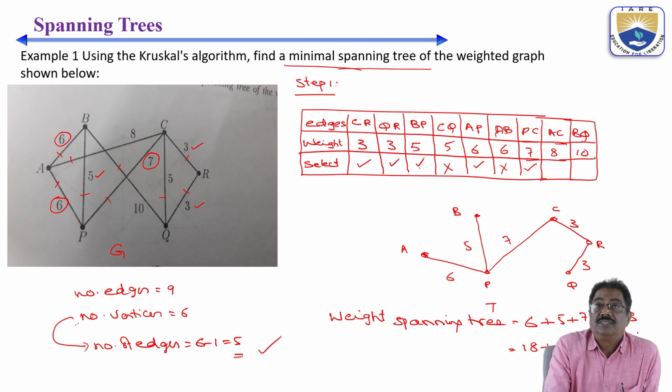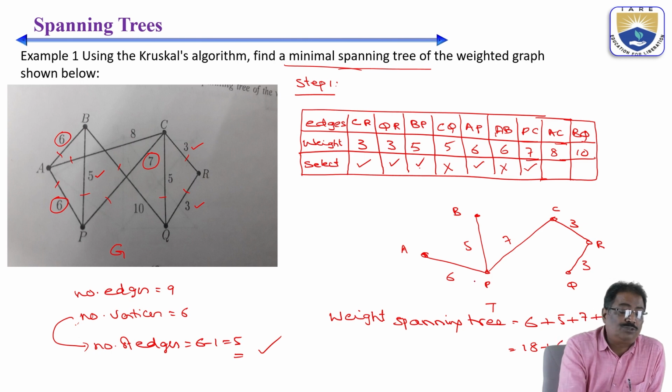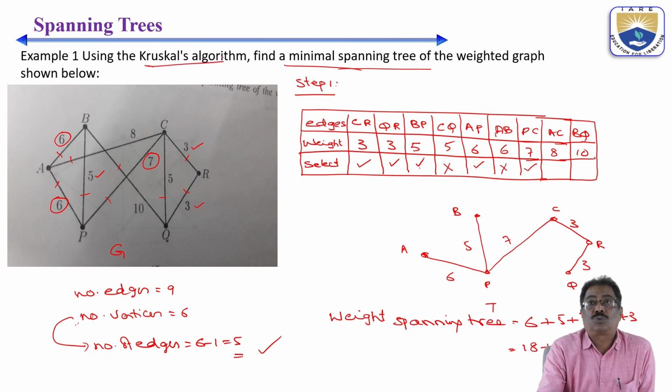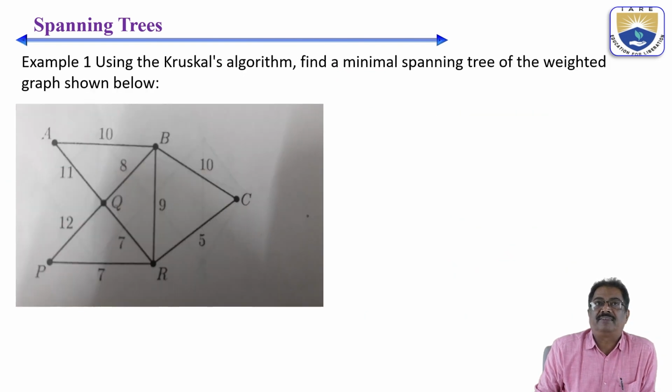The weight of the spanning tree by using Kruskal's algorithm. By using Kruskal's algorithm, we can have the spanning tree weight as 24. Of course, we may get more than one spanning tree also with the same weight. Now I will go for the other example. So let us have the other graph.